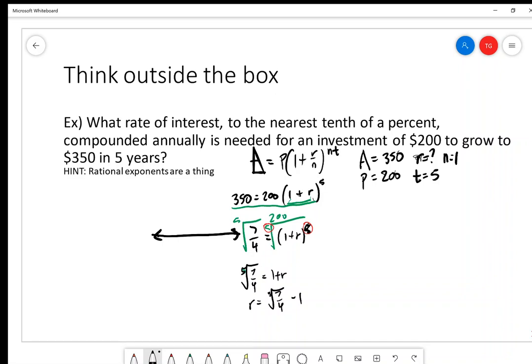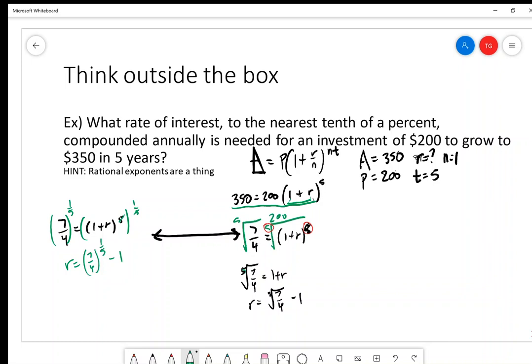Okay, that is the same thing, by the way, as if I had 7/4 equals (1 plus R) to the fifth power and I just raised both sides to the 1/5 power. Now powers to powers, we multiply powers, right? Our exponent rules here. So that would then leave us with, if we solve for R, R equals 7/4 to the 1/5 power minus 1. That's because rational exponents and nth roots are the same thing.